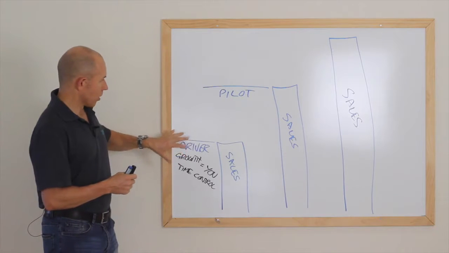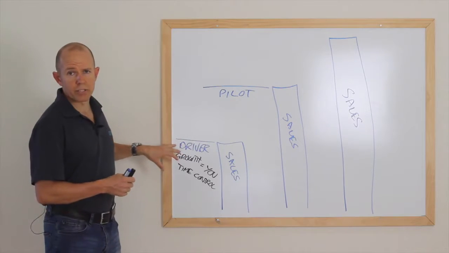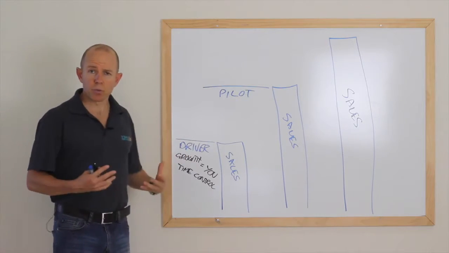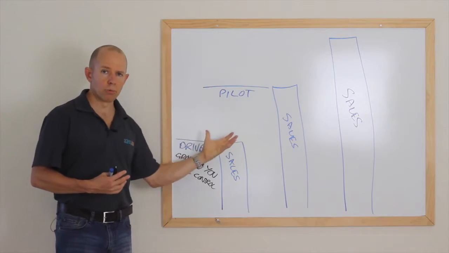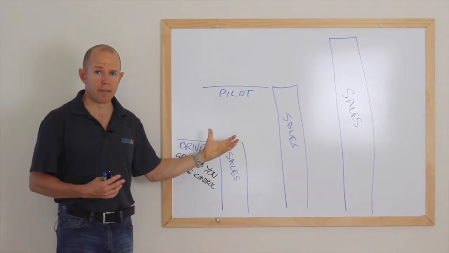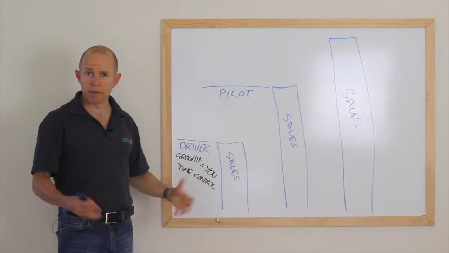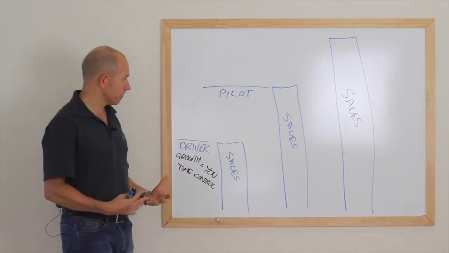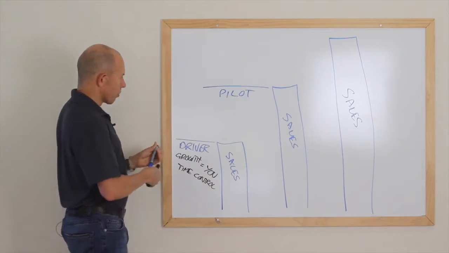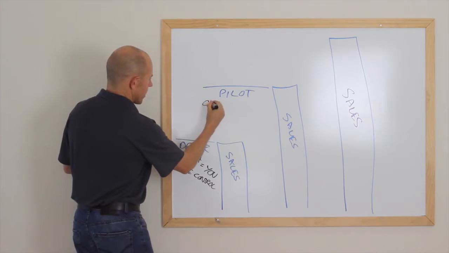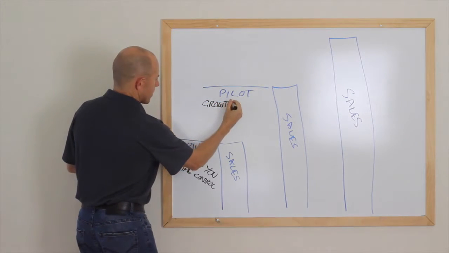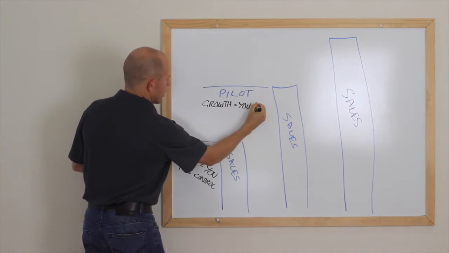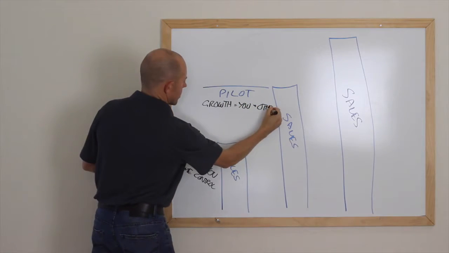So a lot of these people will do things that the driver has to do for themselves. And subsequently, a plane can carry a lot more people and can go a lot faster versus a car. A car can only carry so many, can only go at a certain amount of speed. So at the pilot, the growth, right, growth equals you plus others.